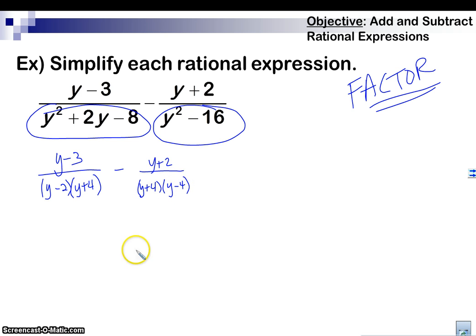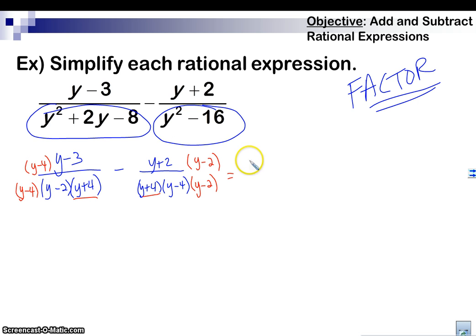Now, the same thing we did last time is we think about what each of these is missing that the other one has, because we're looking for the common denominator. Notice this one has a y plus 4 and this one has a y plus 4. This one does not have the y minus 4 that this one does, so I put y minus 4 on the top and bottom, because I need a y minus 4 here to match it up with this one. This one now has a y minus 2 and this one does not, so I need to multiply the top and the bottom by y minus 2. Now I'm going to multiply these out.